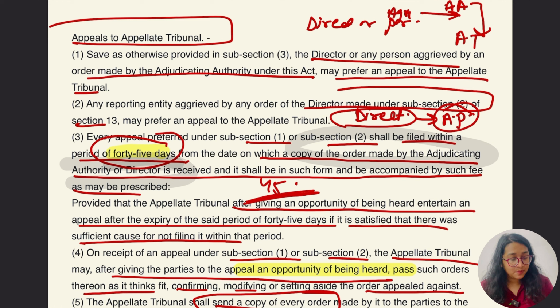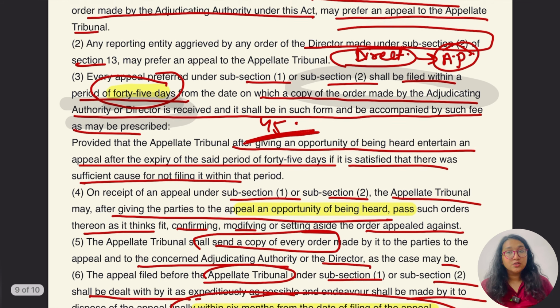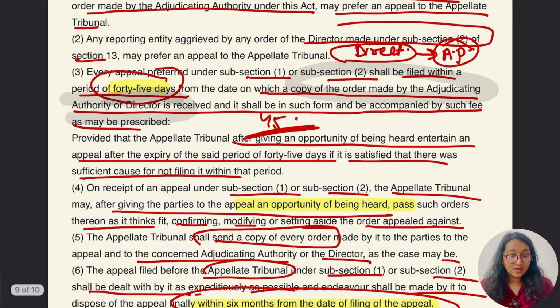The second point is about any accused person, against which order? The director's order. If the person is not satisfied by the order of the director, in that case, they can go for an appeal to the appellate tribunal. Okay, but within how many days? Within 45 days. So within 45 days, they have to file an appeal to whom? To the appellate tribunal. Okay, hope this point was clear.